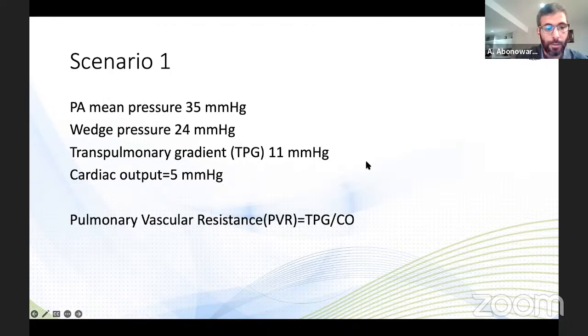Dr. Sam Haley, if you hear me, can you briefly comment on how to differentiate between constrictive versus restrictive cardiomyopathy via right heart cath? Just briefly.